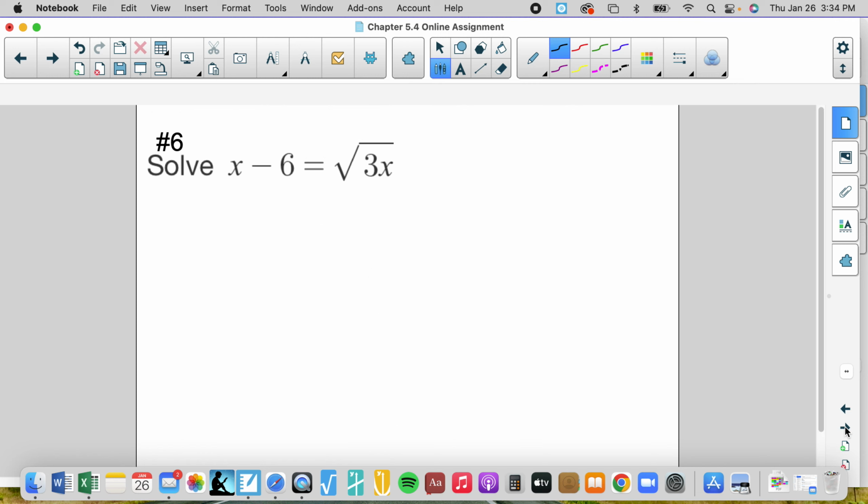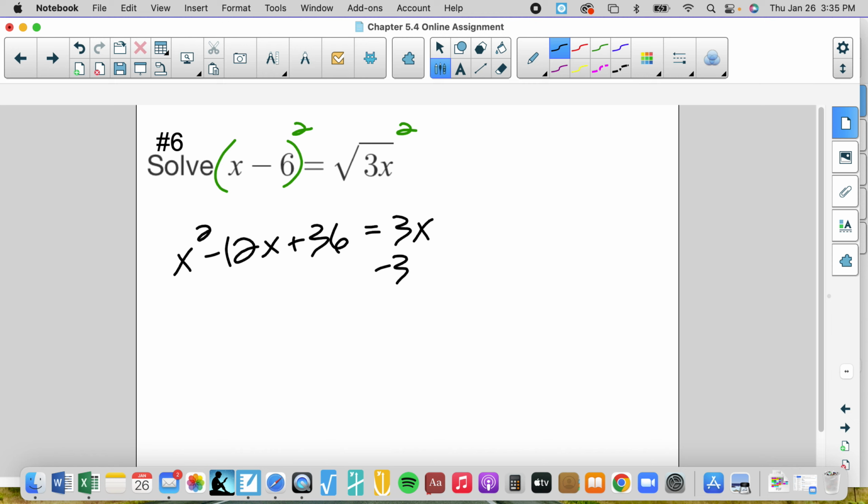Number 6, we again have variables on both sides. One is in a radical, one isn't. So we've got to get rid of that radical. We're going to square the left side, and we're kind of doing a quantity. Again, remember a radical is a grouping symbol. X minus 6 quantity squared is a binomial square, which gives us x squared minus 12x plus 36 equals 3x.